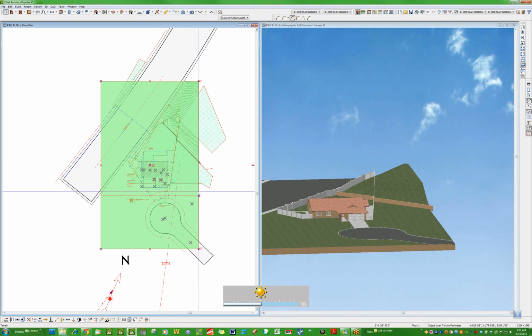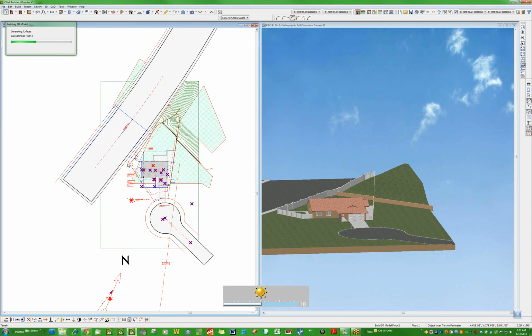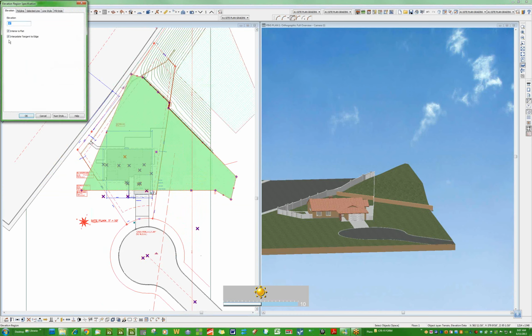So first of all, the perimeter is set to 0, terrain pad elevation is 0. That's what I do. And then, since this is a slab, I know that the terrain is really 8 inches below the slab. So here's a terrain elevation region, and I always check this interior is flat, because I know that whole area is flat and it's at -8. So that drops the whole terrain down 8 inches. And in this particular case, I have interpolate tangent to edge.